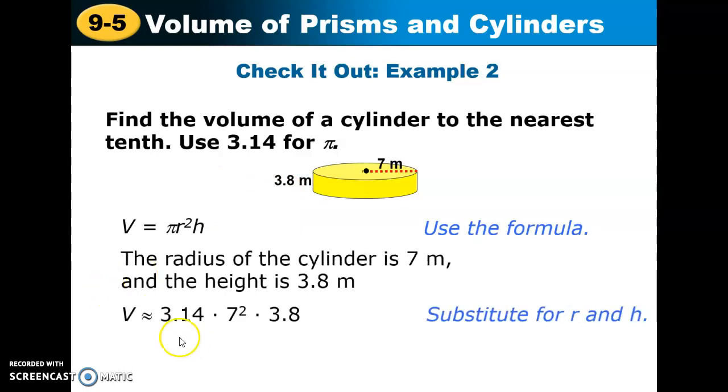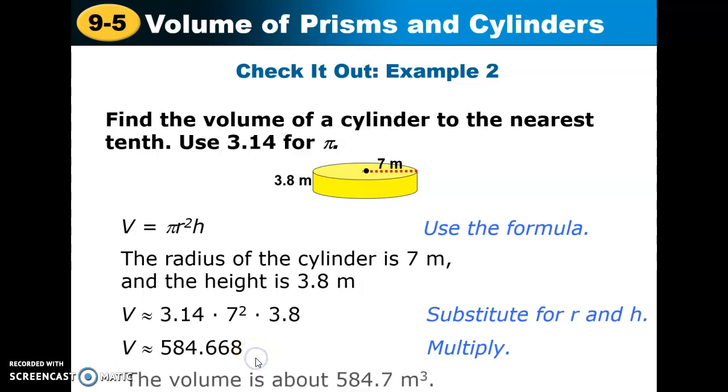So you have 3.14 for pi, 7 for your radius, or 7 squared, and then 3.8 for your height. Again, order of operations tells me I have to do 7 squared first. And then when you multiply all those together, you get 584.668. We want to round to the nearest tenth. So our volume is about 584.7 meters cubed.